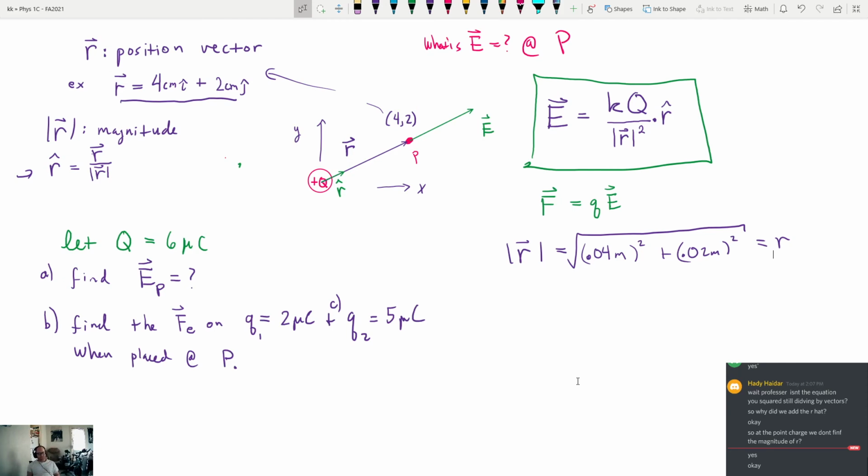So, yeah, let's see if anybody has an answer. If you got an answer for part A, can you type it in the chat? However you got it. Magnitude and direction of the electric fields. What is it? That looks correct. It's kind of big, though. Is it supposed to be 10 to the negative 15?